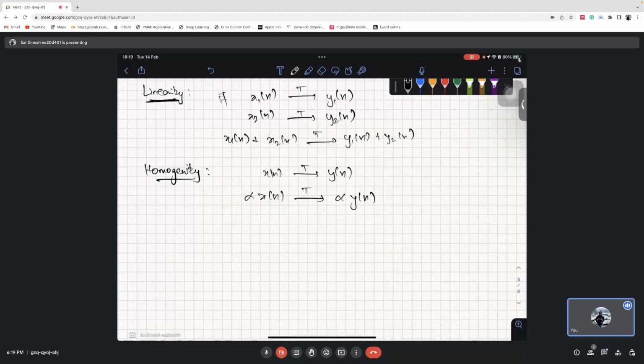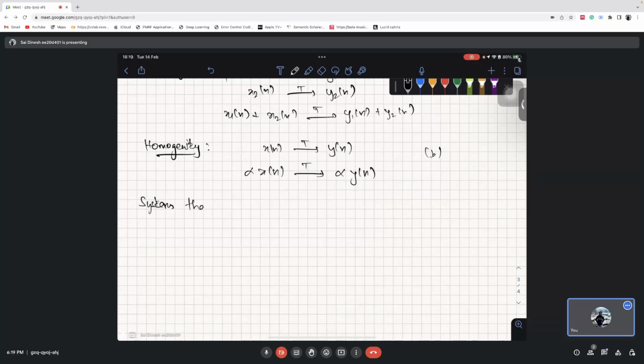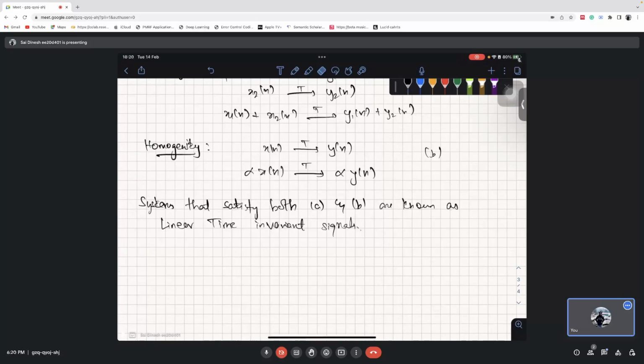So systems that satisfy both A and B are known as linear time invariant systems. These linear time invariant systems are very important, because many real-time systems that we have can be characterized using linear time invariant systems.